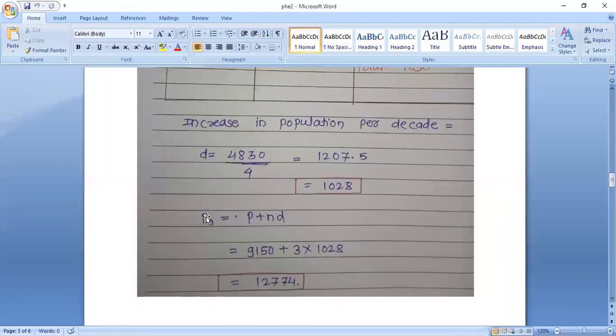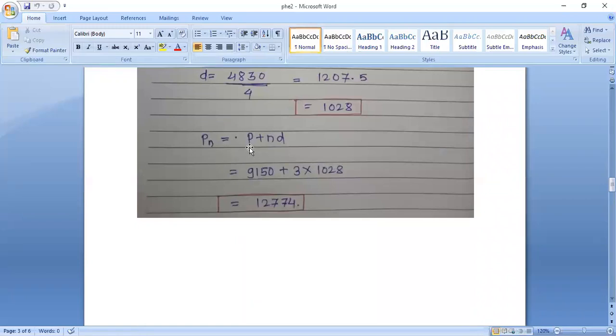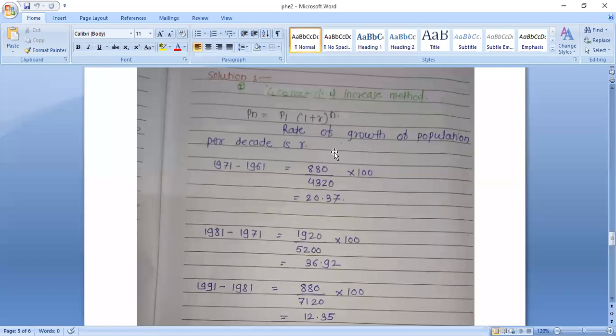Now the next is the formula for the arithmetic increase method: Pn is equal to P plus N into D, that is, P2031 is equal to P, the population for 2001, which is 9150, plus N, which is 3, into the value of D, which gives 12774. Hope you all get this arithmetic increase method. Next is the geometric increase method.